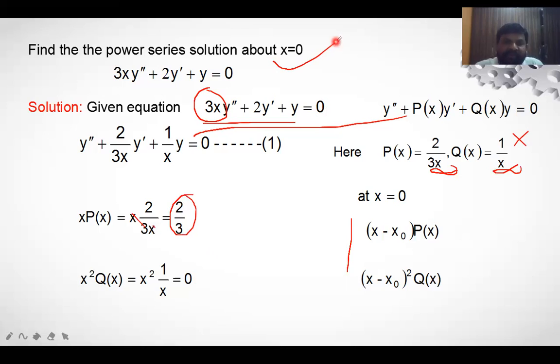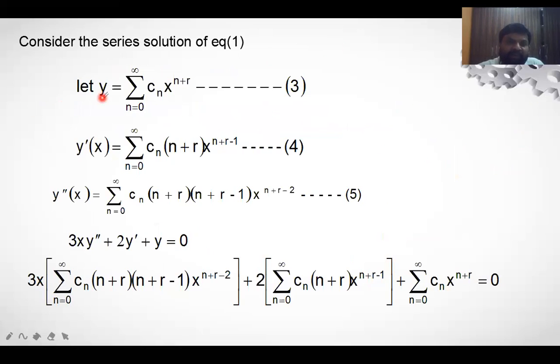For this we have to consider the solution y equal to summation n equal to 0 to infinity Cn x raised to n plus r. Find y dash, that is Cn into n plus r, x raised to n plus r minus 1. Y double dash, that is Cn into n plus r into n plus r minus 1, x raised to n plus r minus 2. Now substitute these three in the given equation 3x y double dash plus 2y dash plus y equal to 0.